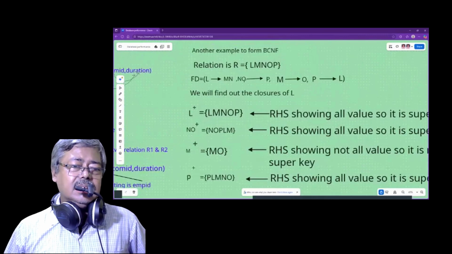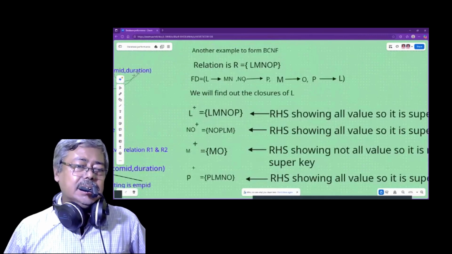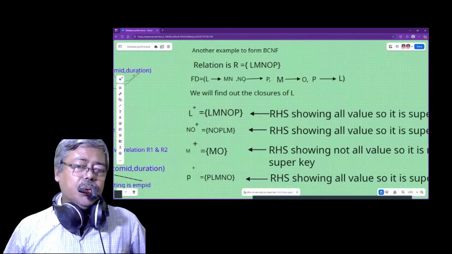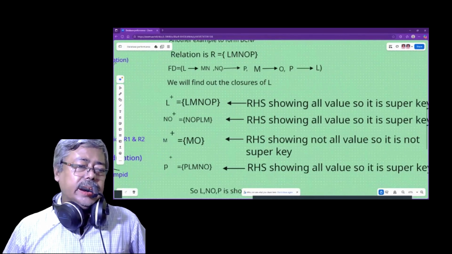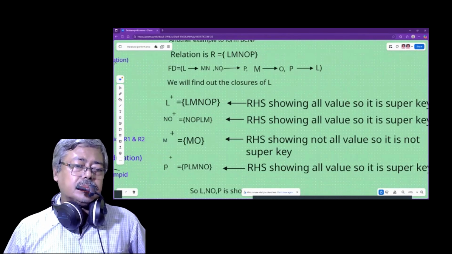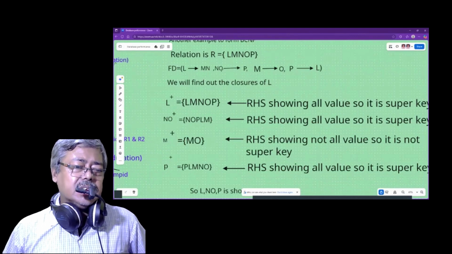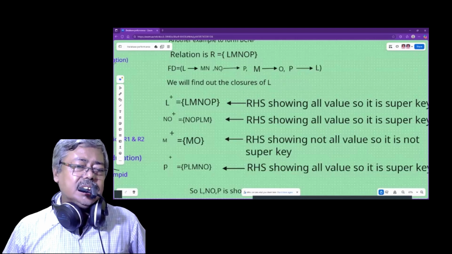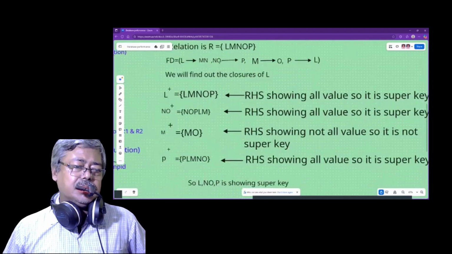LMNOP is a relation, and the functional dependencies are L determining MN, NO determining P, M determining O, and P determining L. We have to find the closures. The closure of L shows L determining MN, also O and P, so the L closure is LMNOP. All the attributes are present here, so L is a super key.